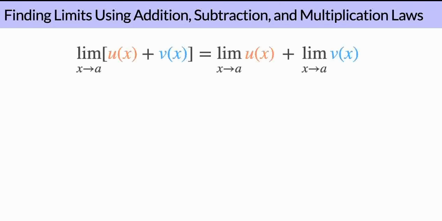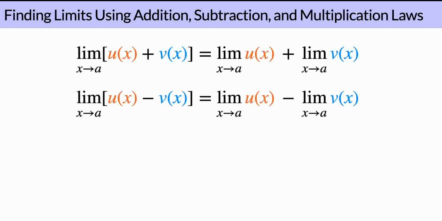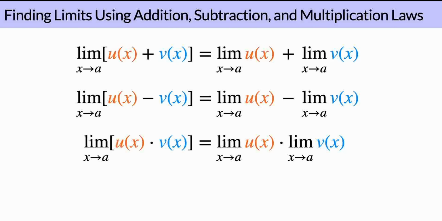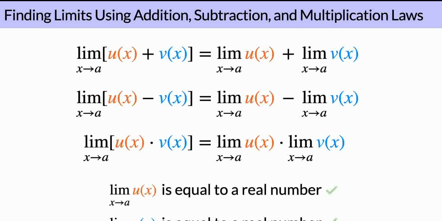The limit of the sum of two functions is equal to the sum of their limits. The limit of the difference of two functions is equal to the difference of their limits. The limit of a product of two functions is equal to the product of their limits. However, in order to apply these laws, both limits must equal real numbers.